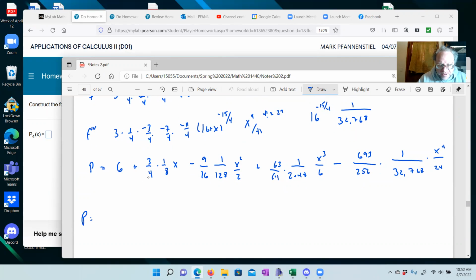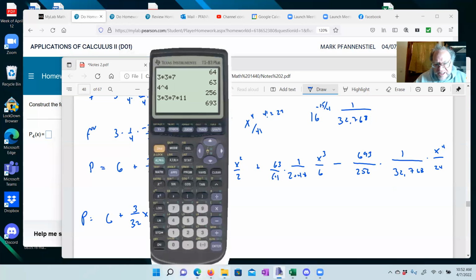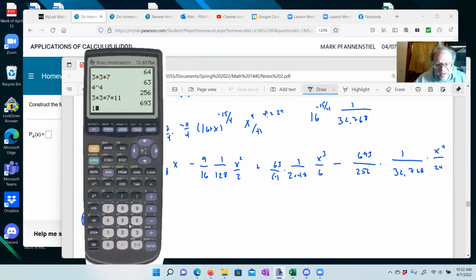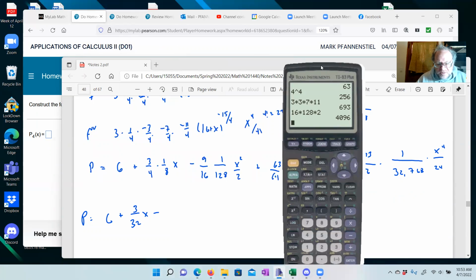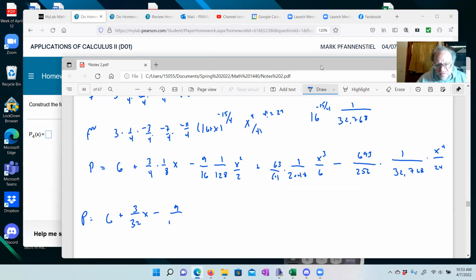So this is p is equal to 6 plus. Now I'm just going to start multiplying these together. So this is 3 over 32, minus, and then let's see here, we have a 16 times 128, times 2, which is 4096. So this is minus 9 over 4096, this is x squared. Okay, I got all the pieces here, so that's good.